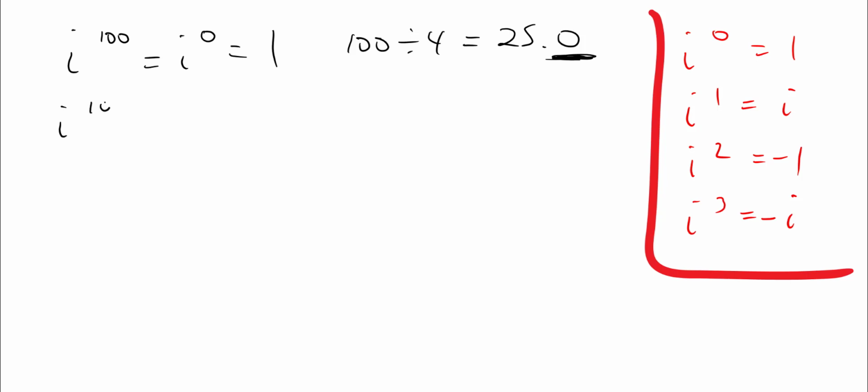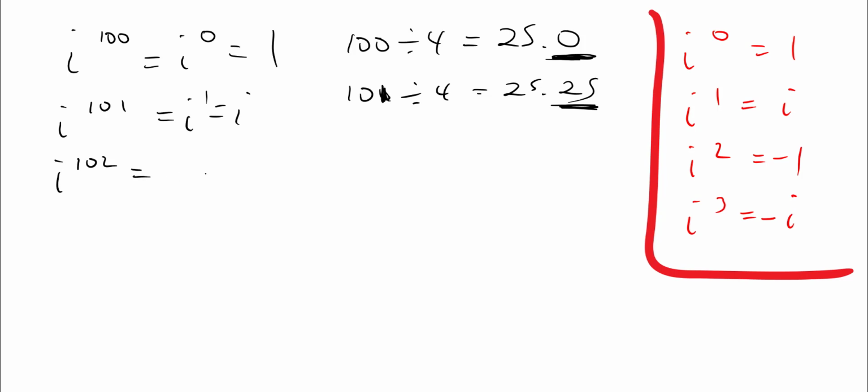So how about i to the 101? Well, 101 divided by 4 is 25.25. 1 quarter, so it's i to the 1, which is i. Okay, I'm going to work my way up. i to the 102. So 102 divided by 4 is 25.50. Ah, 2 quarters. i squared. What's i squared? -1.